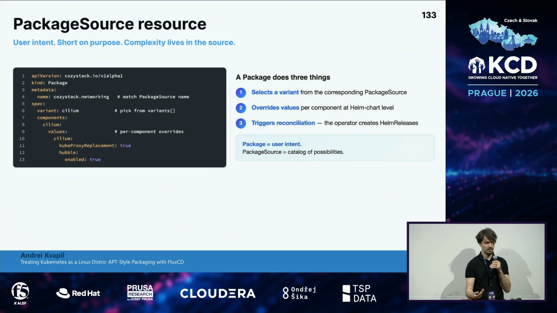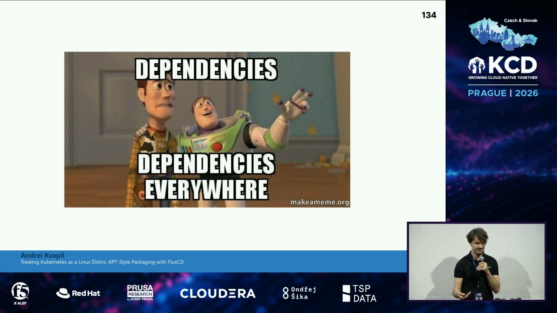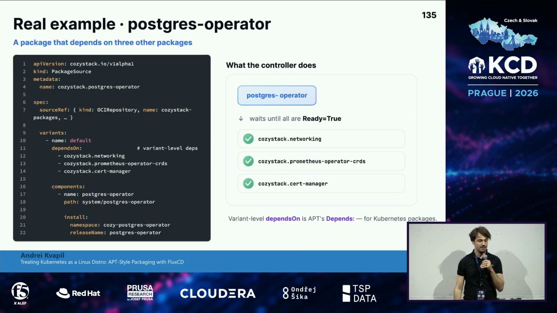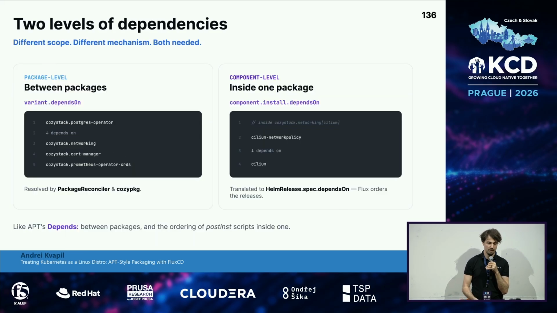But in fact, this is a single package, and we still need to solve dependencies. And the package manager is the thing which actually solves the dependencies. In our case, we have two levels of dependencies. The packages can depend on different packages. That works even if you define packages from different repositories. But we also have, inside of the package, dependencies between the components. For example, cert manager CRDs should be installed before the cert manager.